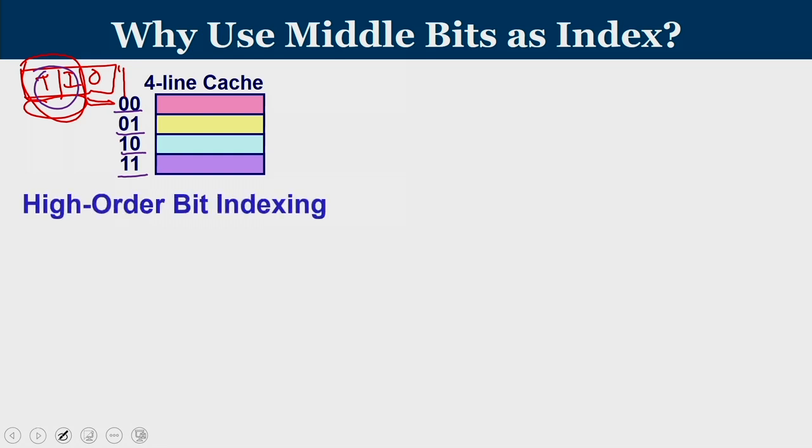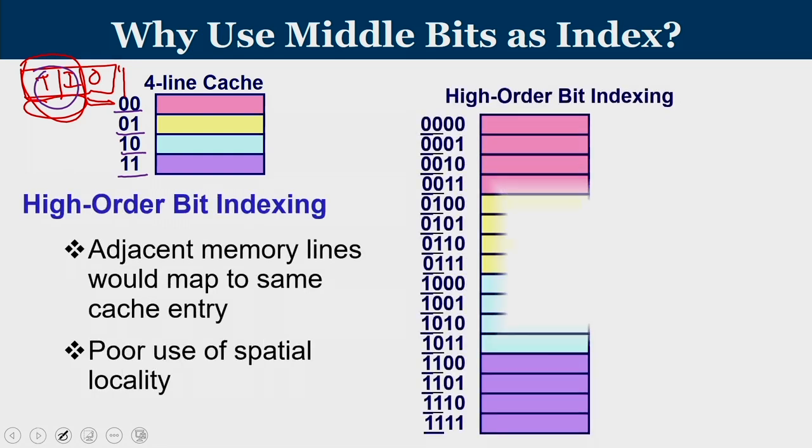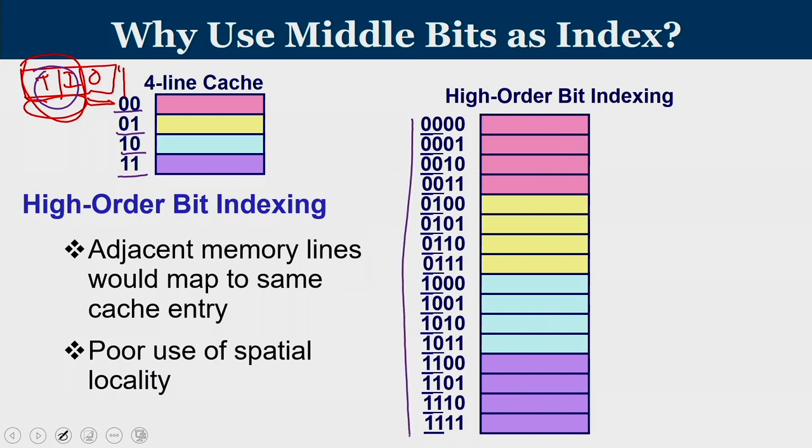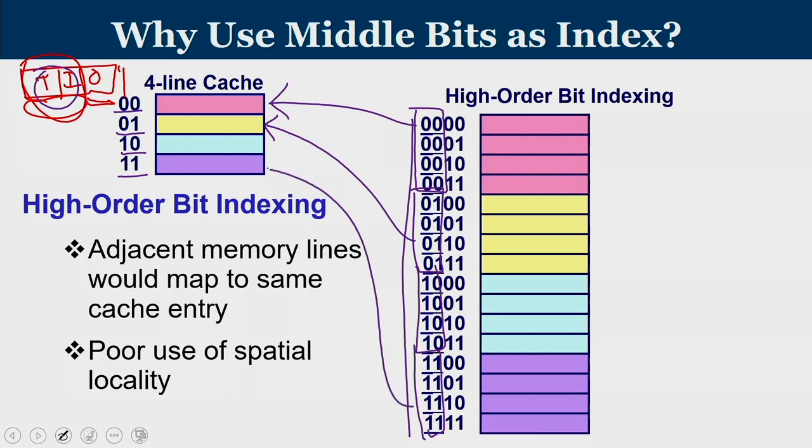Now, consider my main memory if I am using higher order bits for indexing. Let us say I am having a main memory of total 16 lines, and these are the addresses given to the lines, or line numbers basically. If you use the most significant bits for cache mapping, all lines whose most significant bits are 00 will get mapped into this set. All lines whose most significant bits are 01 will get mapped to the yellow set, and 10 will get to set number 10, and 11 will get mapped to set number 11. So, it is higher order bit indexing.